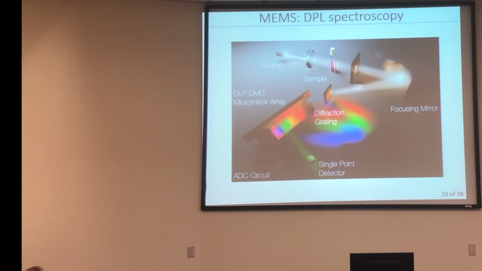Now, in this particular case right here, they're zeroing in on a particular mode. So they have one little photodetector right here, because that's all they're interested in. Okay? Because maybe they're looking for something very special.